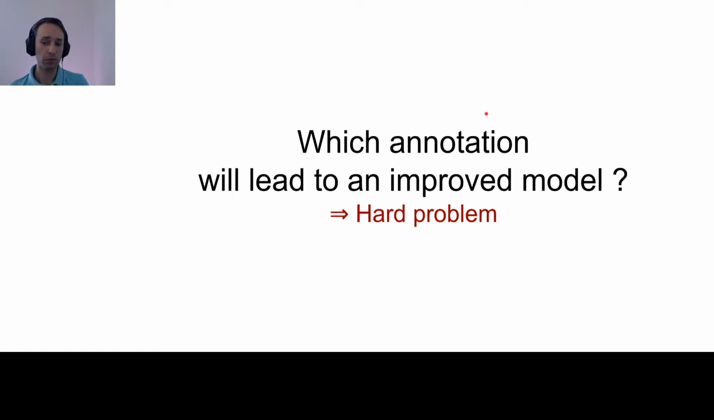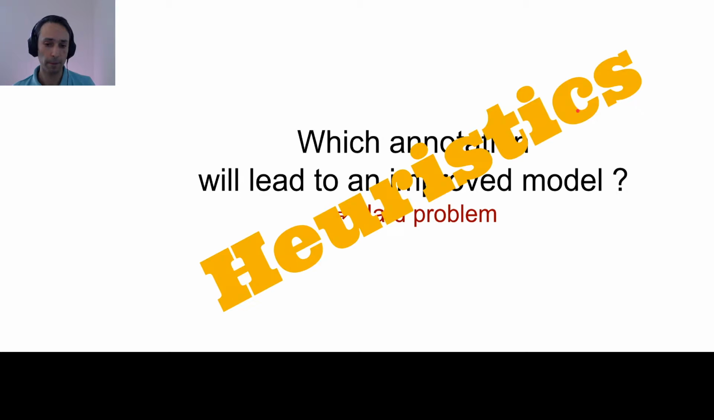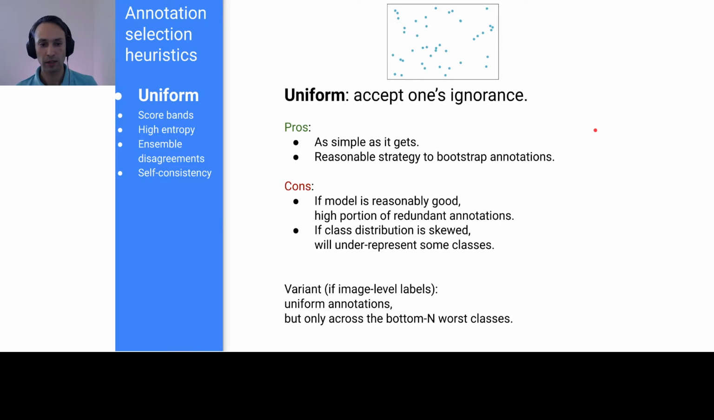And then what do we do in our community when we have a very hard problem? We use heuristics. So let's discuss some of the heuristics that have been used in this domain to try to increase the chances of obtaining useful annotations. So the very first baseline you should consider, and is commonly used, is to just do uniform sampling. You accept that you are ignorant and that maybe using the model is not done in the right way, and you just do uniform sampling. And it's as simple as it gets.